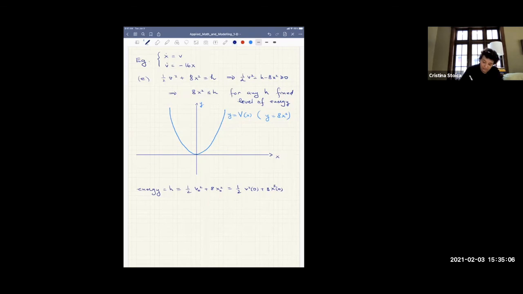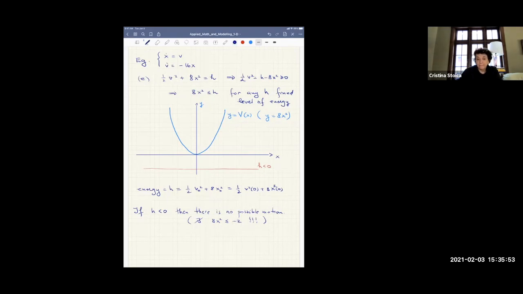And now I'm starting. If the energy is negative, and I'm going to draw a level of it here, there is no motion. The motion is impossible. And you're going to say, what do you mean? Well, there is no way we're going to have 8x squared less than or equal to some h that is negative. So this is impossible.